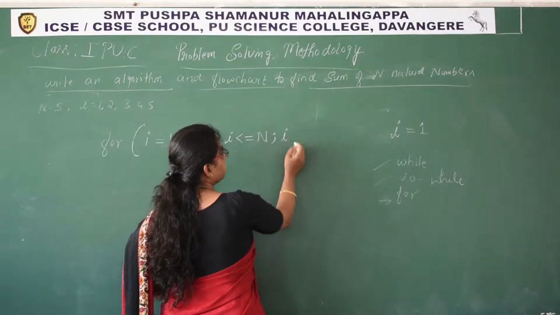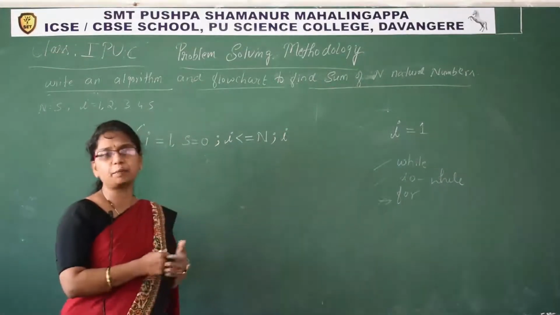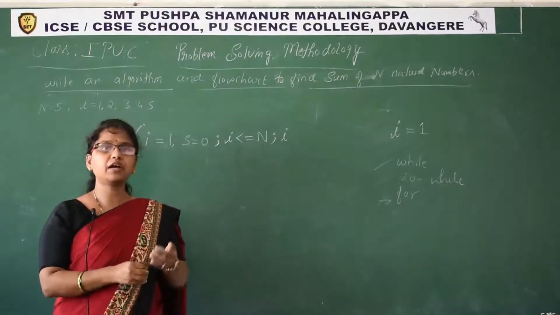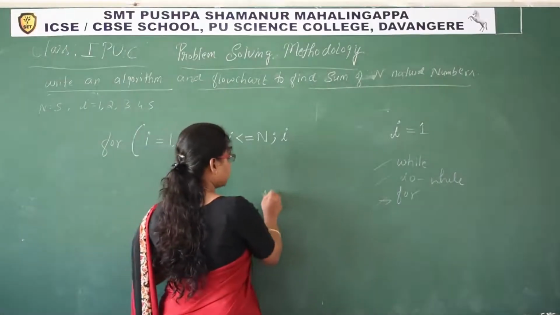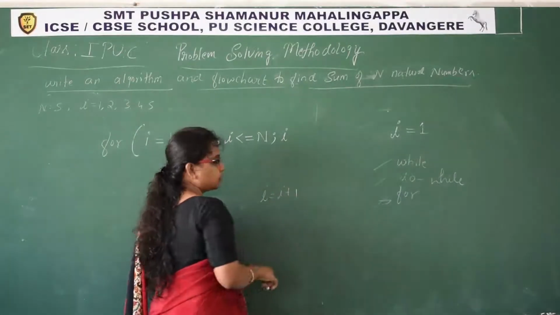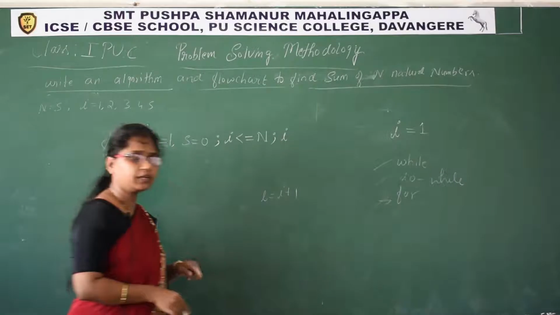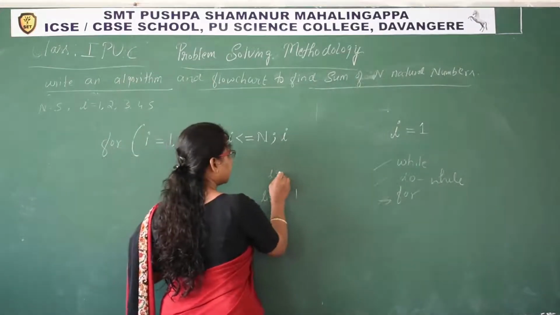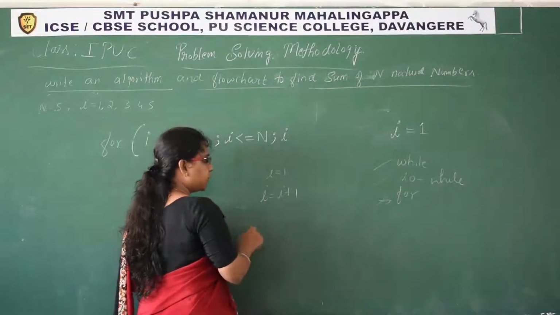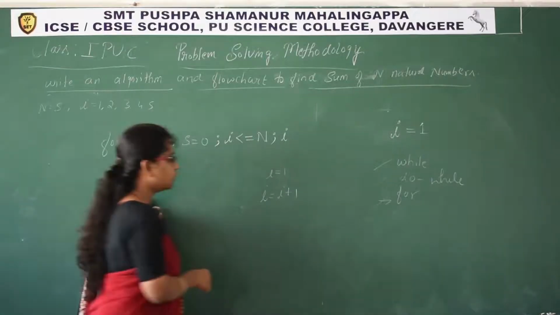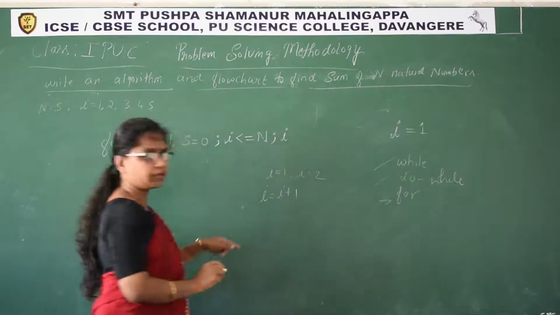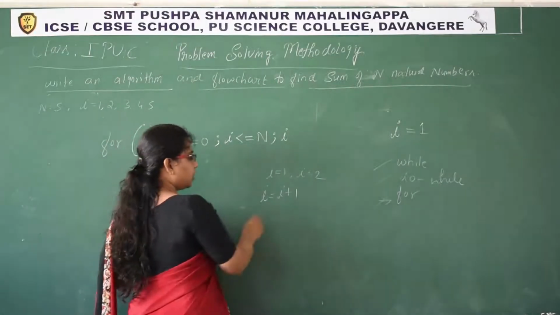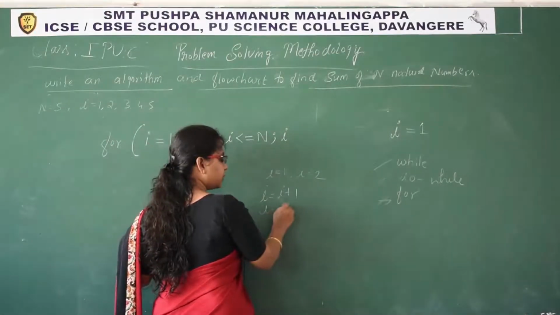Now every time I has to, what is the modification part here? Every time I value has to be incremented by 1. It means I is equal to I plus 1. At first, what is the value of I? 1. I is equal to 1. Now what is the value of I? I is equal to 2. When I is incremented by 1, its value is 2. After the next iteration, I plus 1.